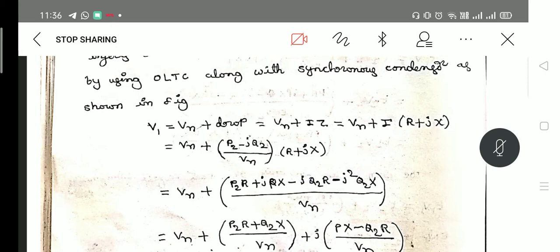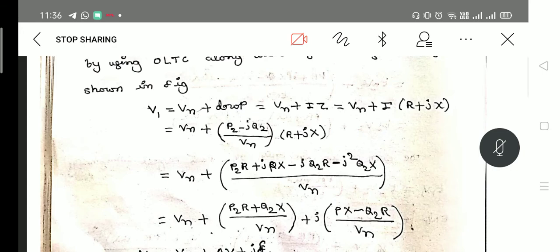This is the formula: V1 is equal to Vn plus drop. Same formula, Vn plus I into Z. In place of Z, we can take R plus jX. In place of I, we can take (P2 minus jQ2) by Vn. In the previous case, we took V2 here; here it is Vn. That is the difference.